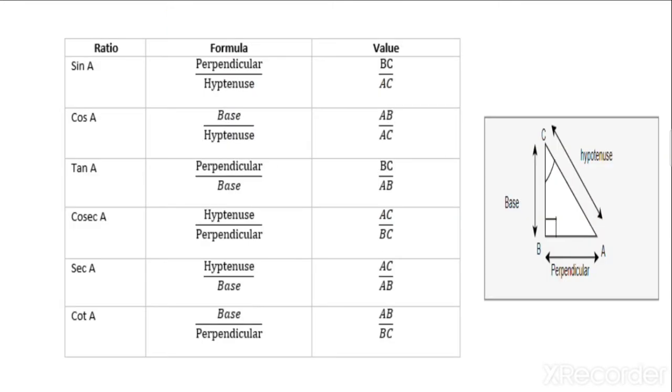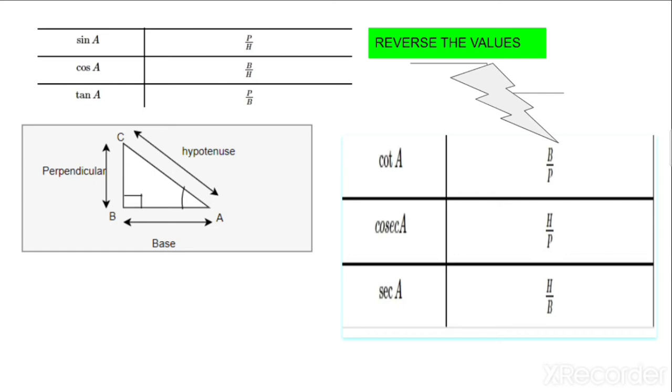Now have a look. In this triangle, sine is what? Perpendicular by hypotenuse, with the figure noted. This we already had done. So this is a quick recap: sine, cos, tan, and the opposite of sine is my cosec, sec is the opposite of cos, and cot is the opposite of tan. Just the reverse. The values are just the reverse of them.